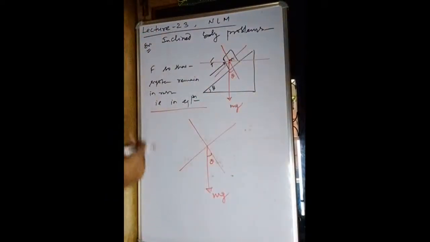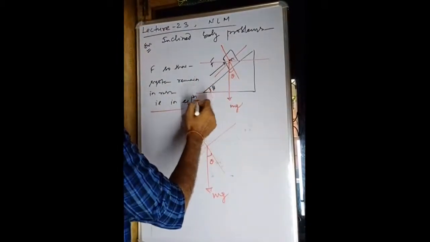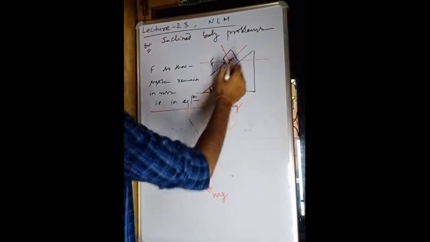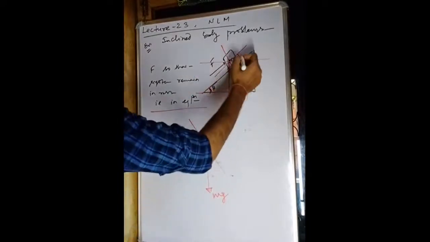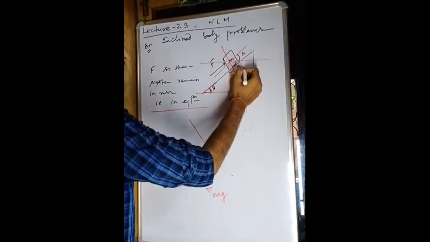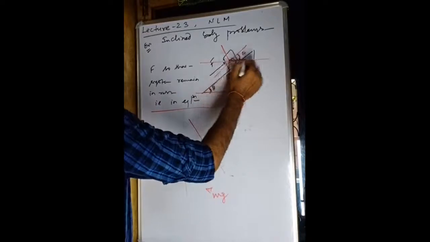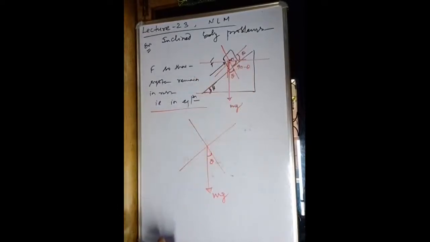Here, make a parallel line to this one. If this is theta, look at here carefully over the diagram. If this is theta, this will be theta also. This will be 90 minus theta, so this will be the theta, because these are perpendicular to each other.